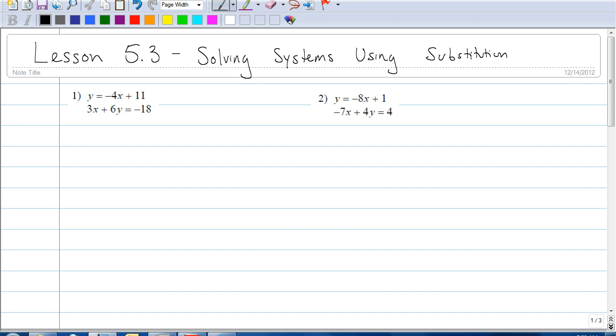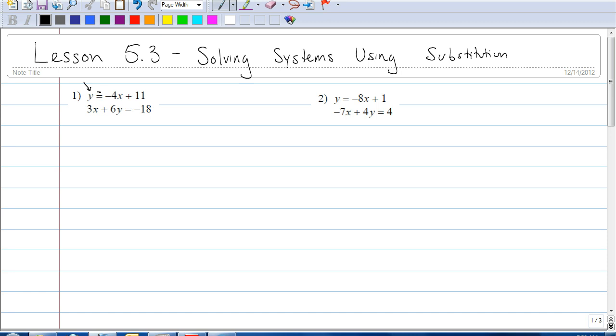And this method is preferred when we have a variable, like in this first example here, that's solved by itself. So we have y equals something. And you'll see why in a minute. But basically, there's going to be a total of 3 different methods. Each of these methods has its advantages and disadvantages. In this video, we're going to talk about substitution. In the next video, we're going to talk about how to use elimination.